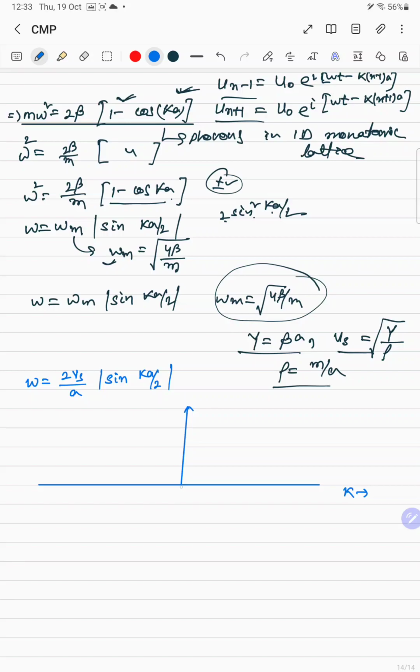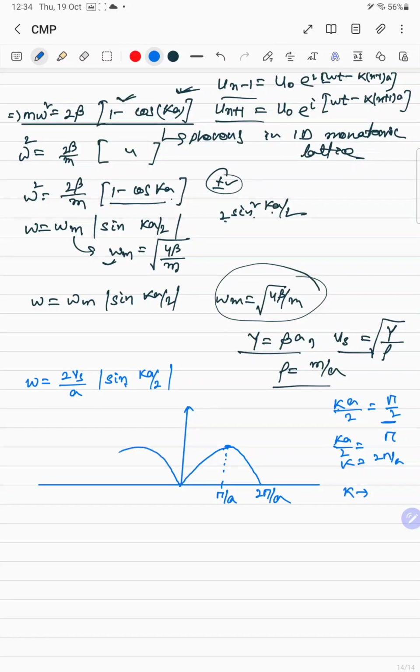So at k equals 0, sin 0, so omega will be 0, right? And at k by 2 equal to pi by 2, what will be the value of k? k will be pi by a. So this will be pi by a, and at this value omega will be twice Vs by a, that is the maximum value of omega. Then k by 2 equal to pi, and sin pi is 0. So at k equal to 2 pi by a, omega becomes 0.